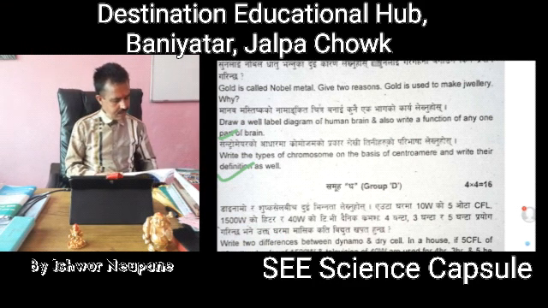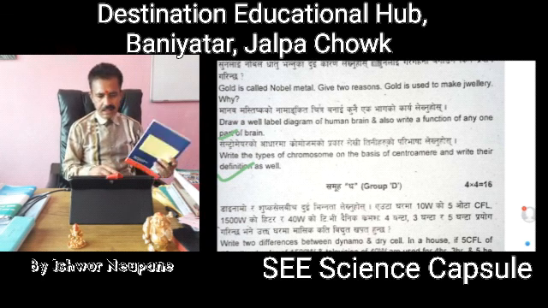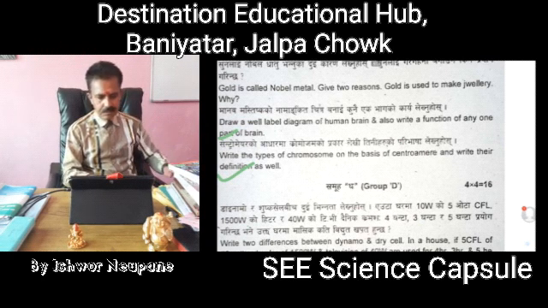What are the main parts? Cerebrum, cerebellum, and medulla oblongata. Okay, cerebrum, cerebellum, and medulla oblongata. All right.